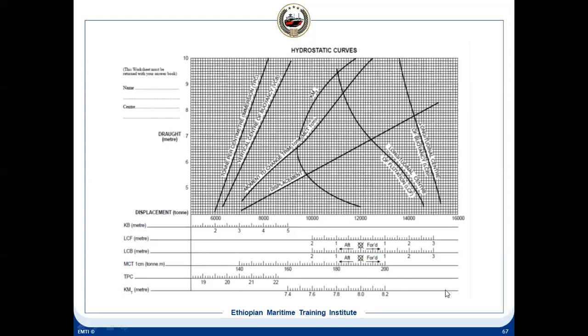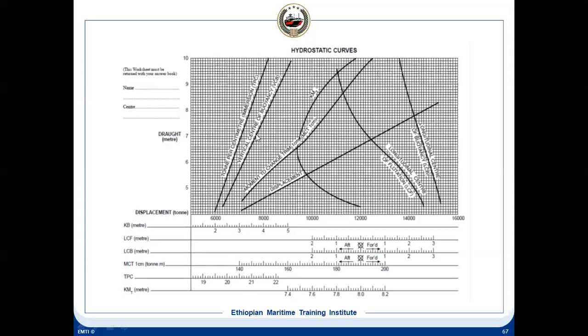There can be numericals, so you'll have to use this curve. Directly the values will not be given to you. In that case, this curve will be provided to you. Then from this curve, you'll have to find out the value and use those values.